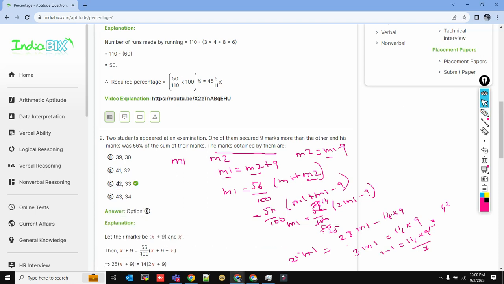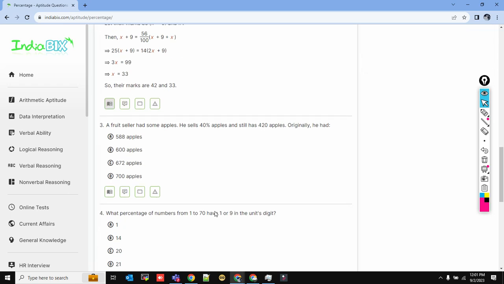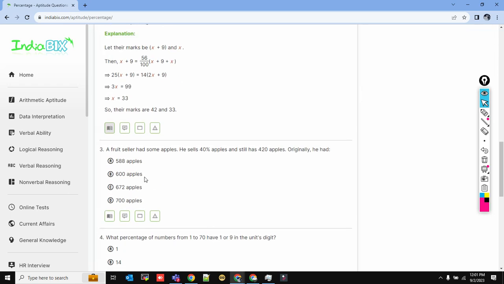So these kind of problems, when you read the question, you have to frame the equation and then bring the equation in one variable and find that variable. Put that variable in the other equation, you can find the other variable. So this is how percentages, okay, percentage is pretty simple and straightforward. Let's do one more problem.